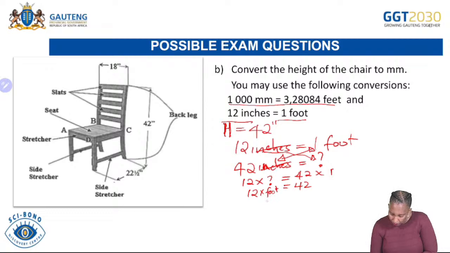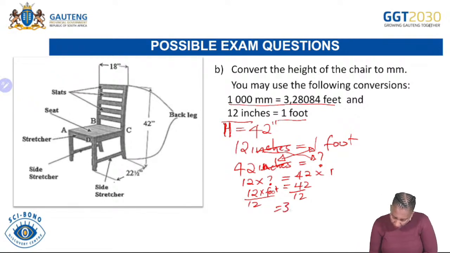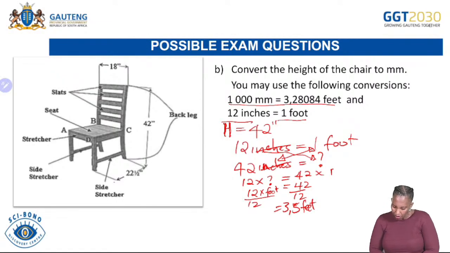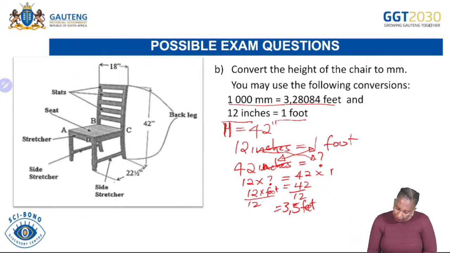And then now we say, okay, fine. We divide by 12. So quickly we say 42 divided by 12. It gave us what? 3,5 feet. We have now 3,5 feet, because the question says we must convert the inches to the feet before we can continue. So we've got 3,5 feet, and then from this 3,5 feet now, we must convert it to what now?